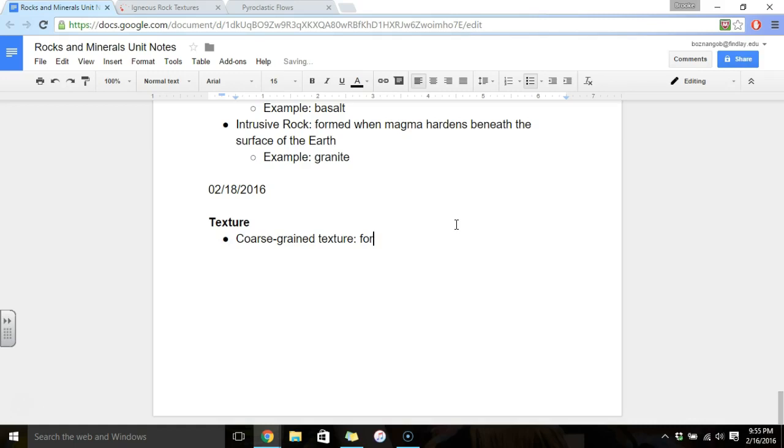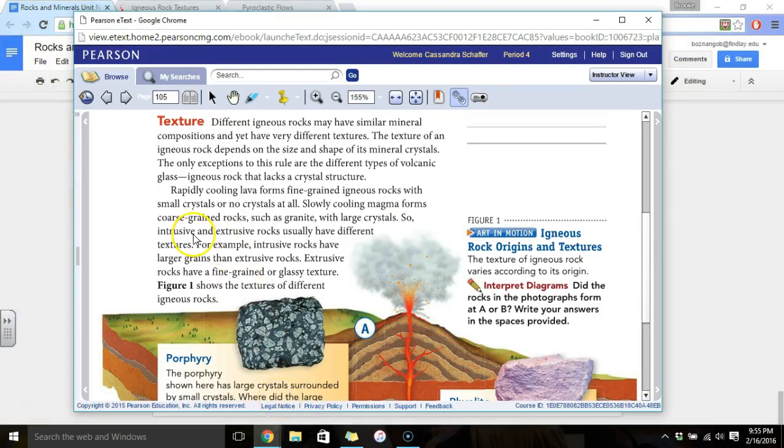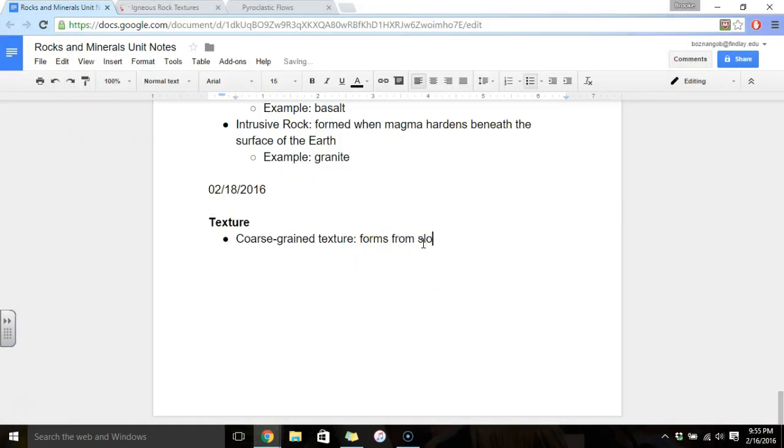Coarse-grained texture forms from slowly cooling magma and with large crystals. And underneath that, I'm going to give an example of a rock that's coarse-grained, and it shows that granite was an example of a rock that's coarse-grained.